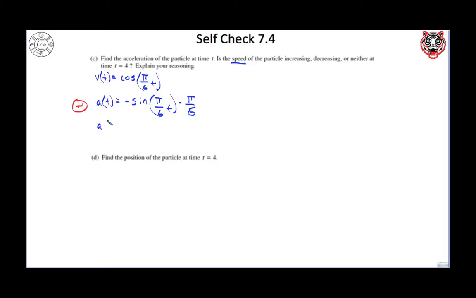So I need to find the acceleration at 4. So I need to plug in 4, and I'll get negative sine of 2/3 pi times pi over 6. Did we follow that little step that I skipped? All right. So 2/3 pi, where does that live? This one is a little bit hard to visualize. So we know pi lives right here. So 2/3 pi is right about there.